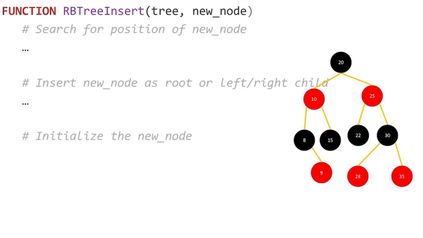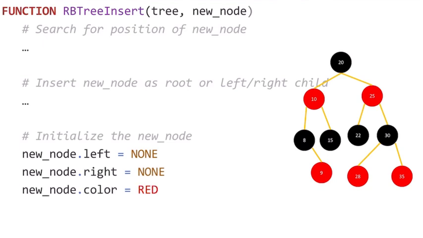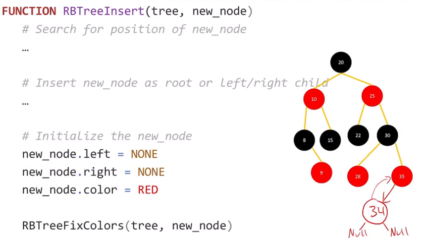All right, so now we need to initialize our new node. The first thing we're going to do is set its left and right equal to none, and we're going to color it red. That's always our default color. So we have this pointer, and we have a pointer going back. We have null and null. And that's all we have to do for the inserting part, but now we have to fix colors.